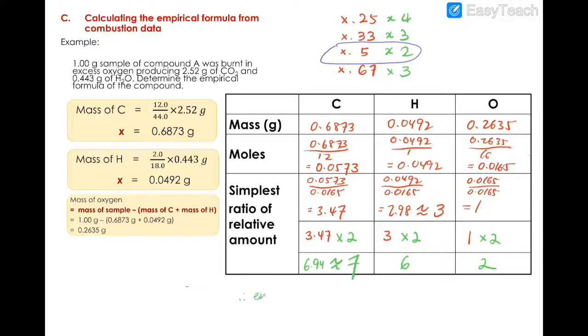Therefore, empirical formula of compound A is C7H6O2. Settle.